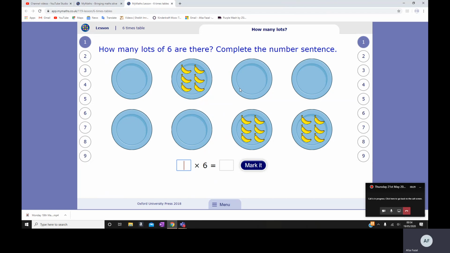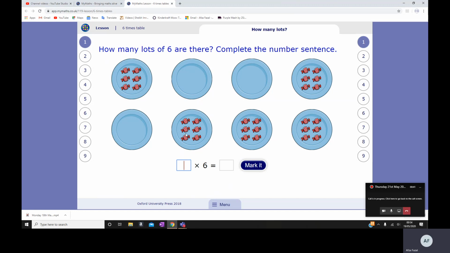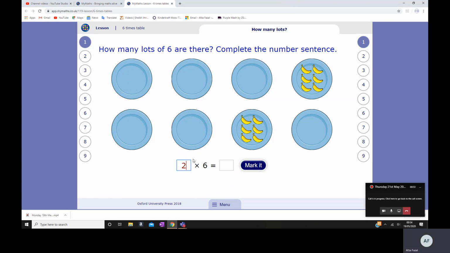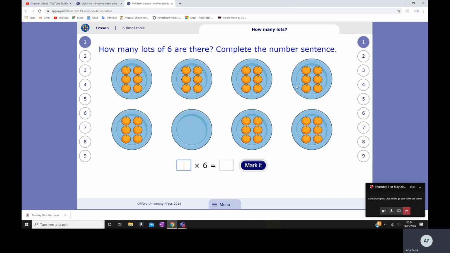At the moment, there's 6 bananas on a plate, but there's 3 plates. So there's 3 lots of 6, which is 6, 12, 18. Count how many sixes. You've got 1, 2, 3, 4, 5 plates of 6s, so 5 lots of 6, which is 30. 2 plates, so 2 lots of 6. Oops, didn't put the answer in. 1, 2, 3, 4, 5, 6, 7, so 7 lots of 6. So let's count 6, 12, 18, 24, 30, 36, 42.